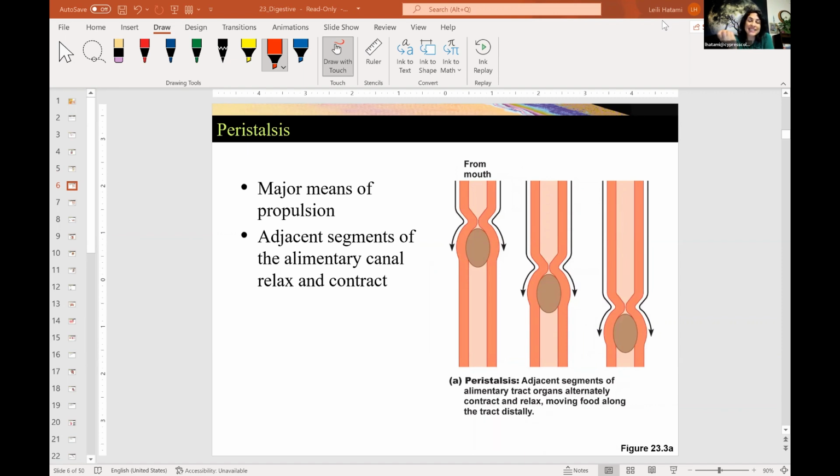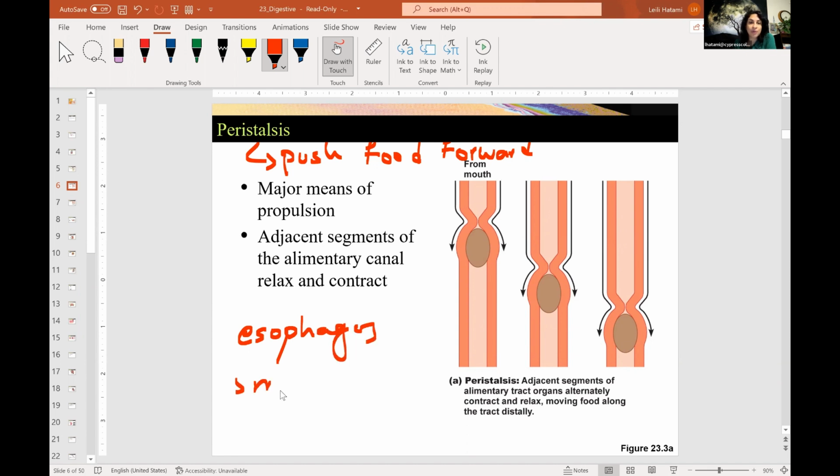Okay. So here you can become familiar with some of the motility which we have in our digestive tract. Peristalsis is the name of a motility. This word means contraction. The peristalsis is just pushing food forward. So for peristalsis, we're going to push food forward from one organ into another organ, and peristalsis can be seen in our esophagus and also in our small intestine.